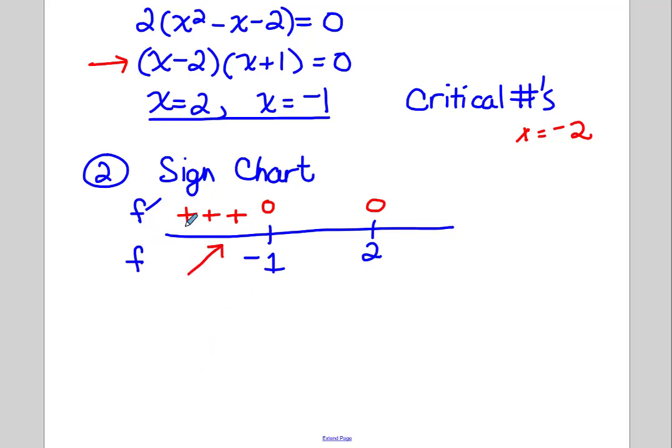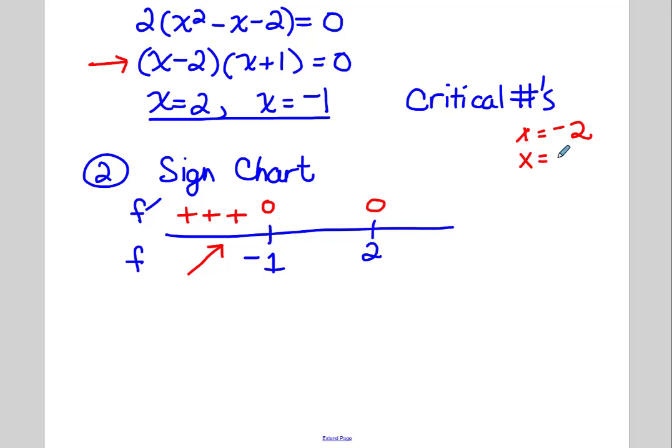So these are my little symbolic vocabulary. Plus is positive, an arrow up means increasing. Now what happens if I try a number between -1 and 2?